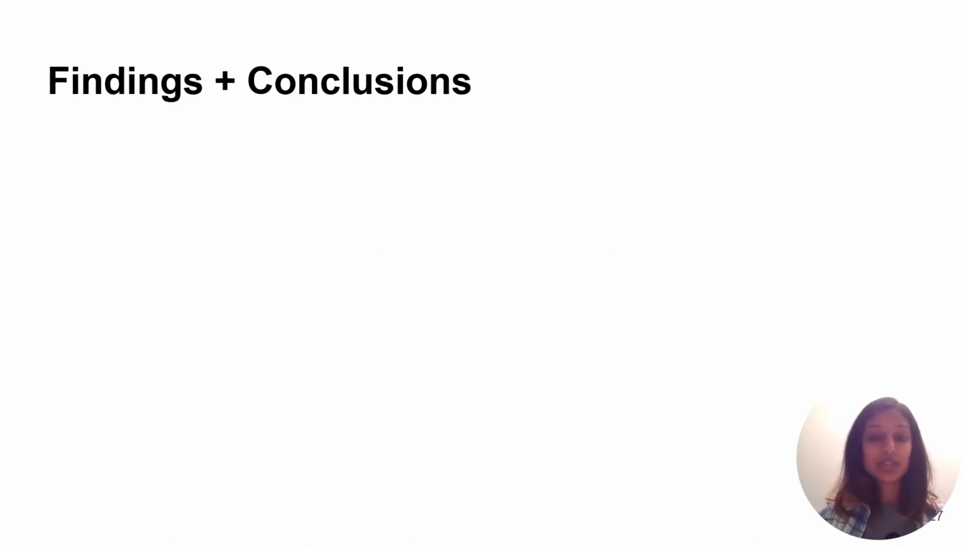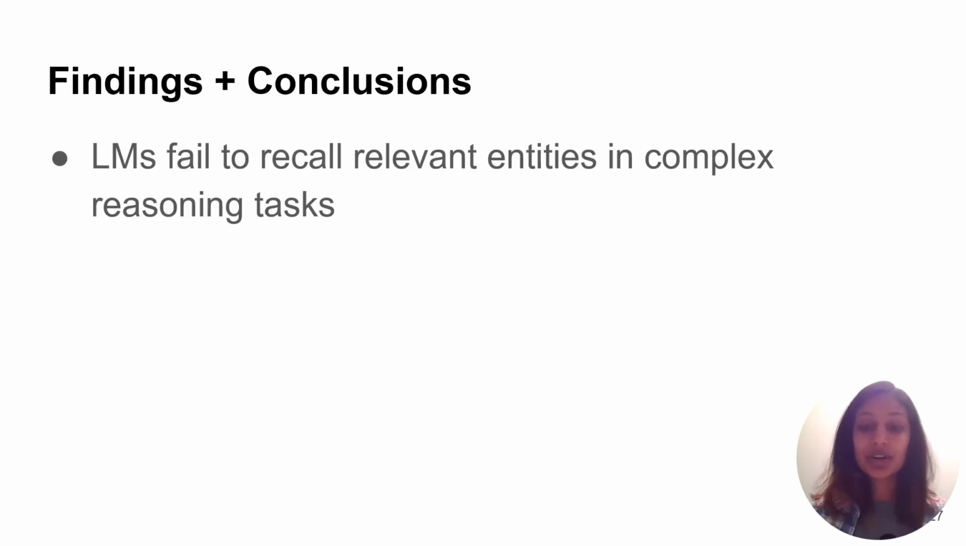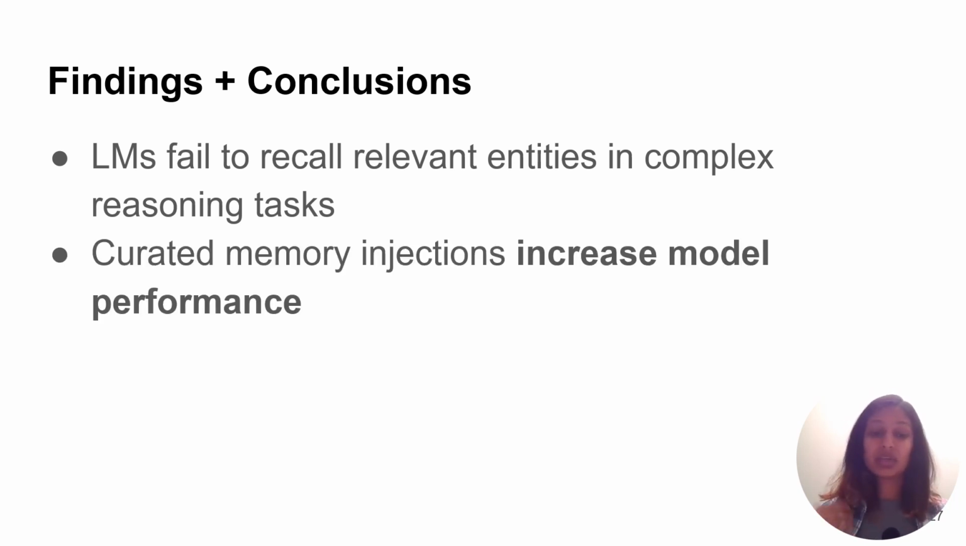And with that, we're going to start to wrap up our key findings and conclude this talk. So as a reminder, we started this talk because we were really interested in understanding why the model behaves differently on single versus multi-hop prompts. We generated this hypothesis that language models fail to recall relevant entities in complex reasoning tasks, such as multi-hop reasoning tasks. We tested this hypothesis explicitly by developing a method which we call memory injections. As a reminder, memory injections are simply a method for a user to give a hint to the model during inference and nudge it in the right direction.